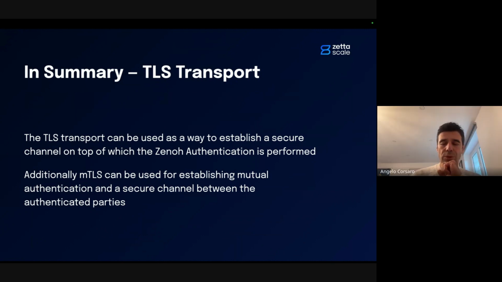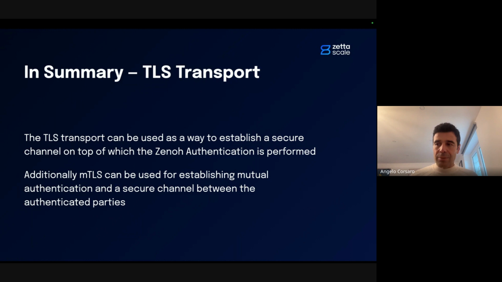So TLS is not the only secure transport that we support. We also support QUIC. Okay, so if you want to use UDP and have a secure transport, you can use, in that case, QUIC. That will be the other approach to establish a secure transport that uses UDP, and then you decide how to skin your cat with respect to secure channel versus authentication. Okay, first point.